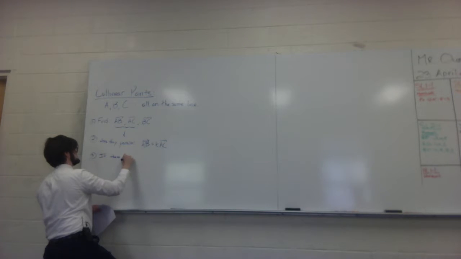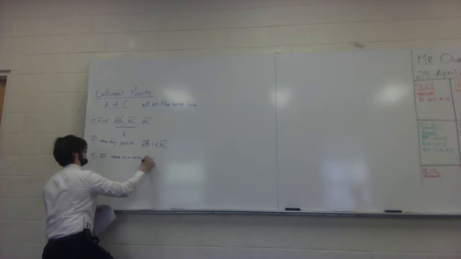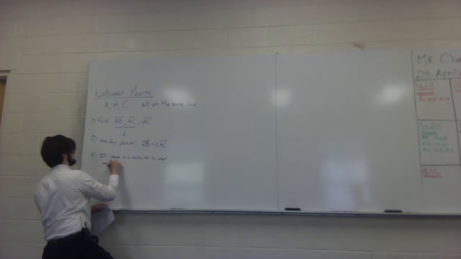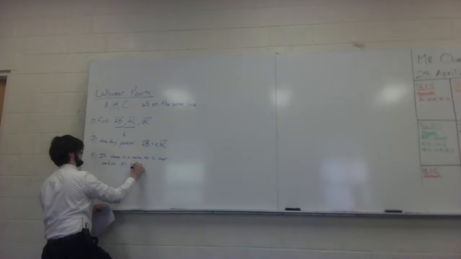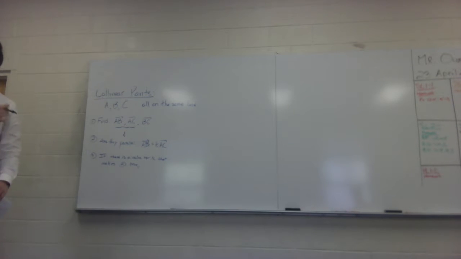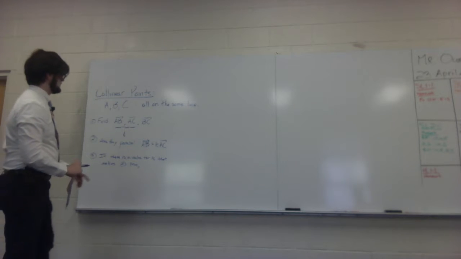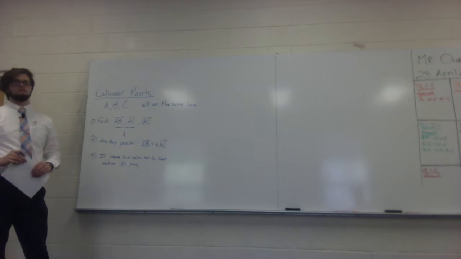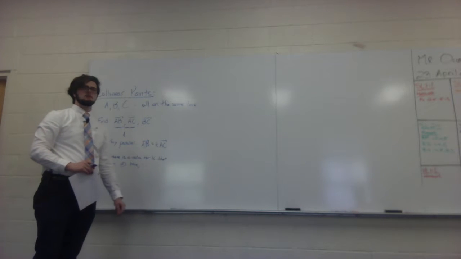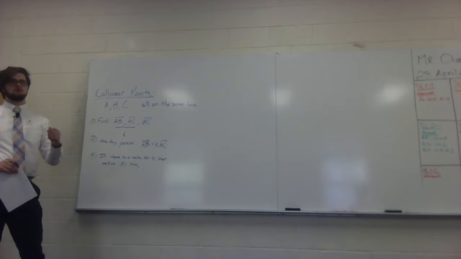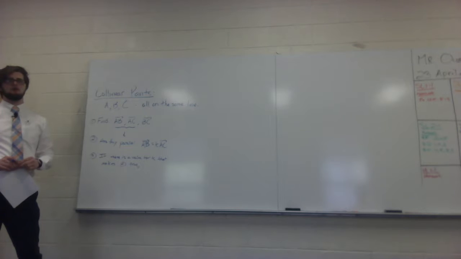So if there is a value for K that makes this true, what other reasoning point do we have to assert before we can make our final conclusion? That it works with the other vector too. Nope. So we showed that AB and AC are parallel. How can we assert that A, B, C are all on the same line?